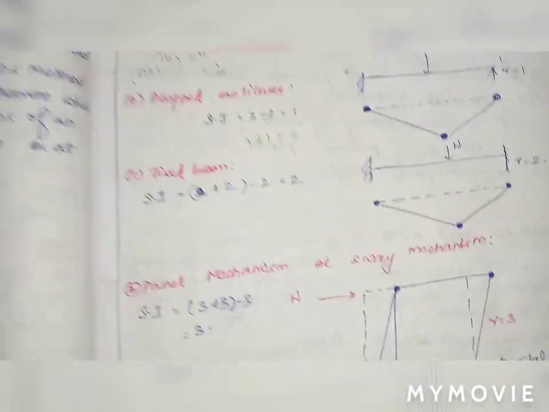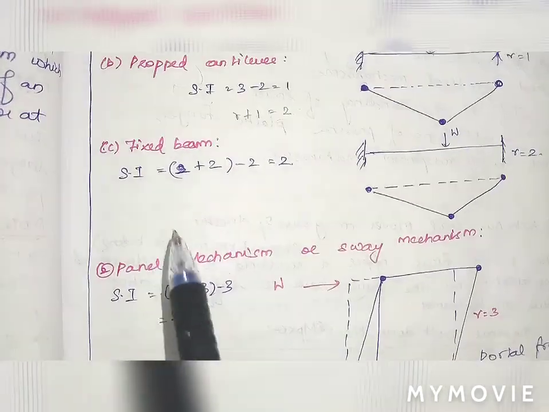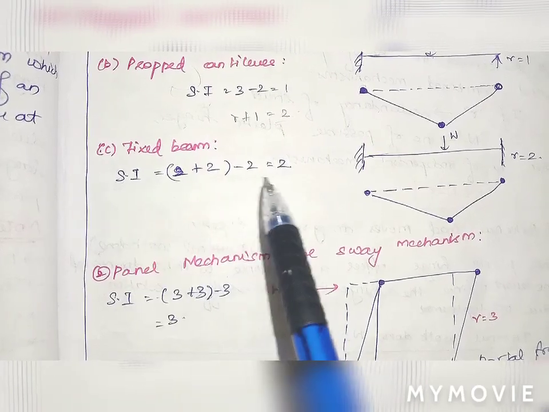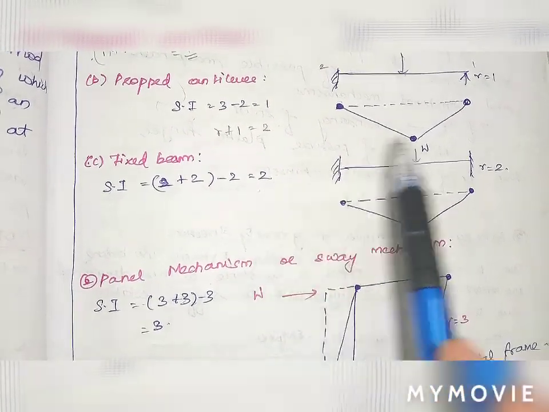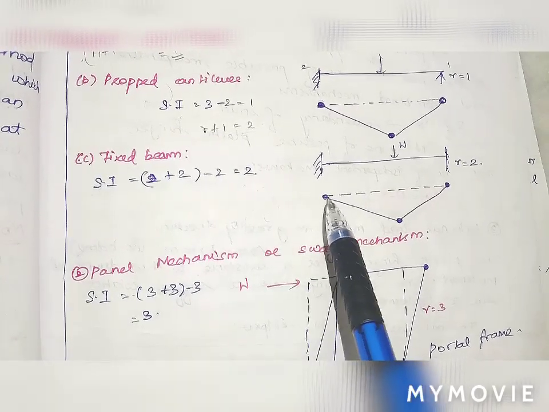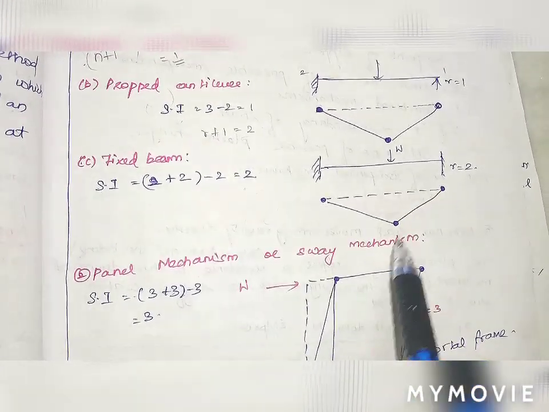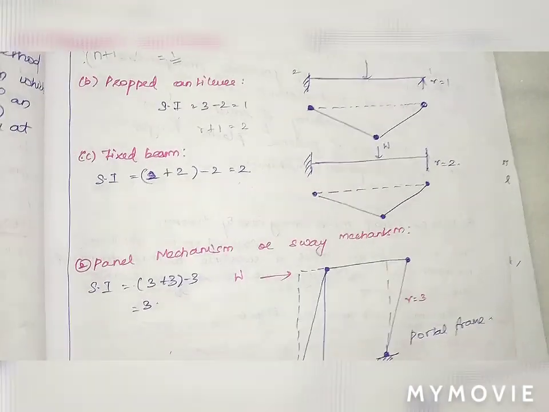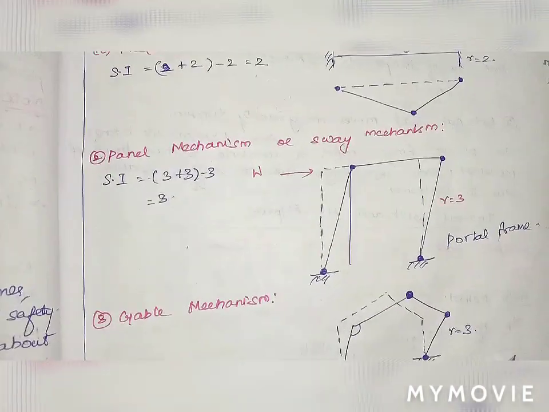So the next thing, fixed beam. So for a fixed beam, we can say that the statical indeterminacy value is equal to 2. So 2 plus number of loads, that is 1. 2 plus 1 is equal to 3 plastic hinges, which happen to fall on all the 3 portions. Okay. So the next one is panel mechanism or sway mechanism.